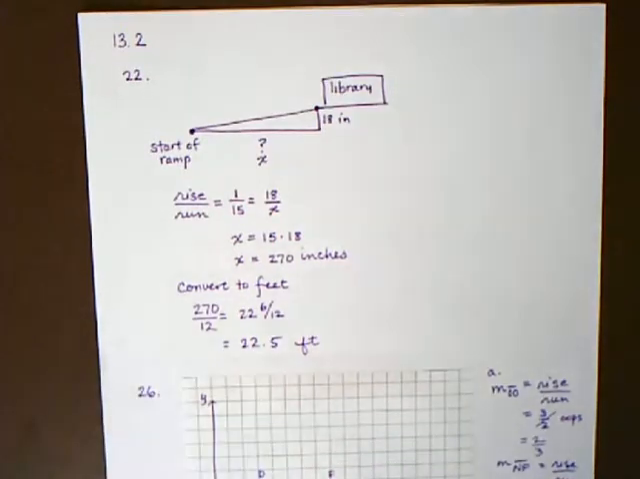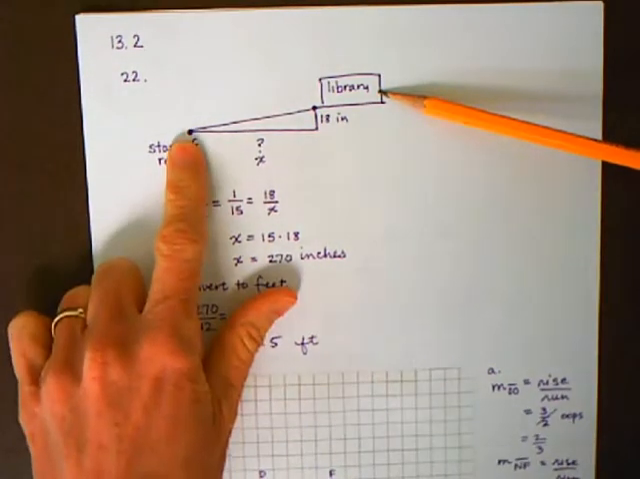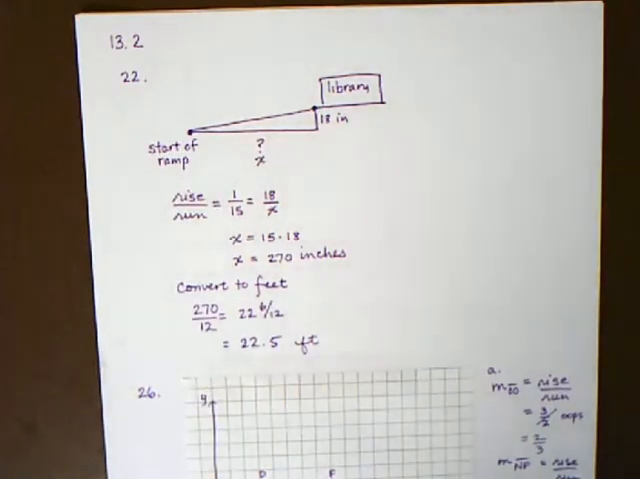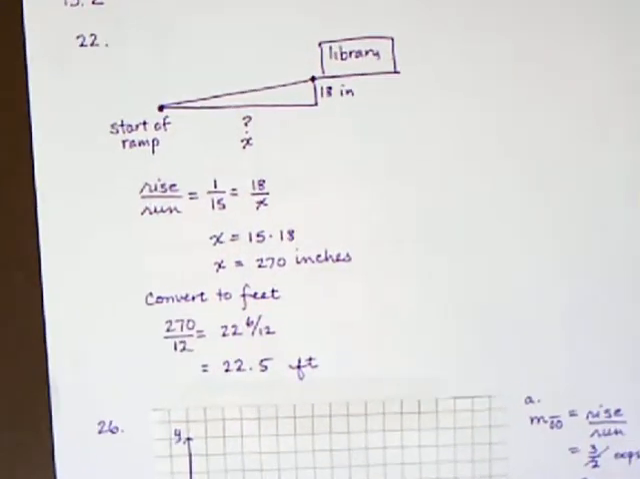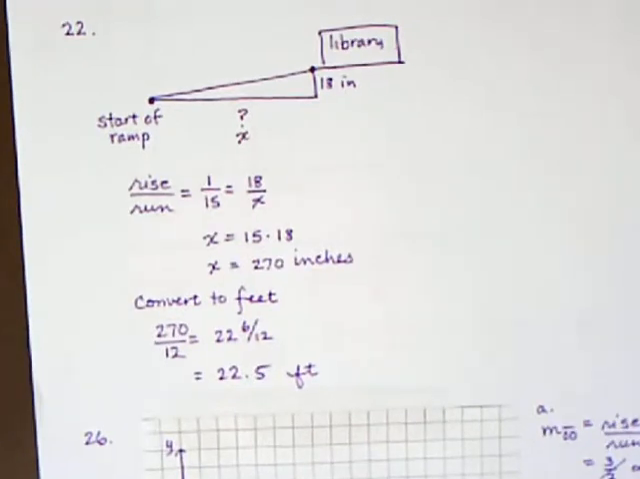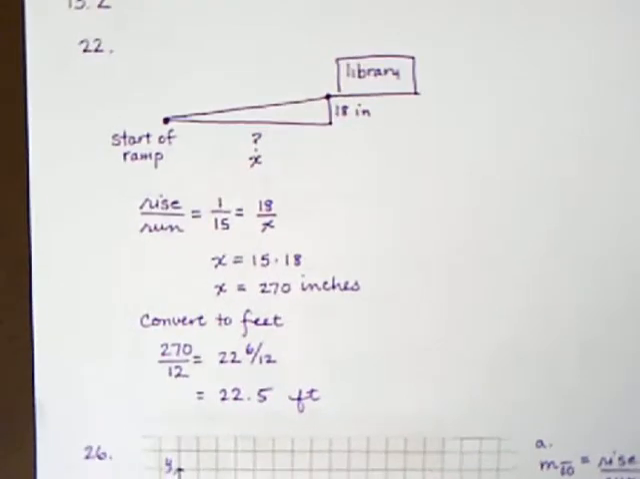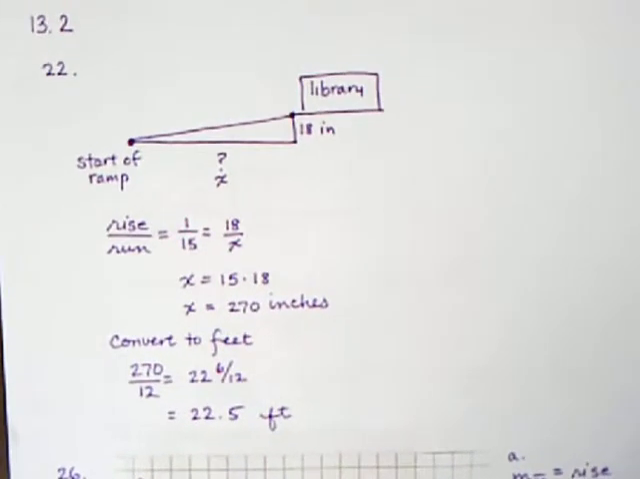So there's the library. Here's the start of the ramp. And I think I'm going to zoom this in just a little bit. Okay, that's better. Get that straight. A little seasickness there for y'all.